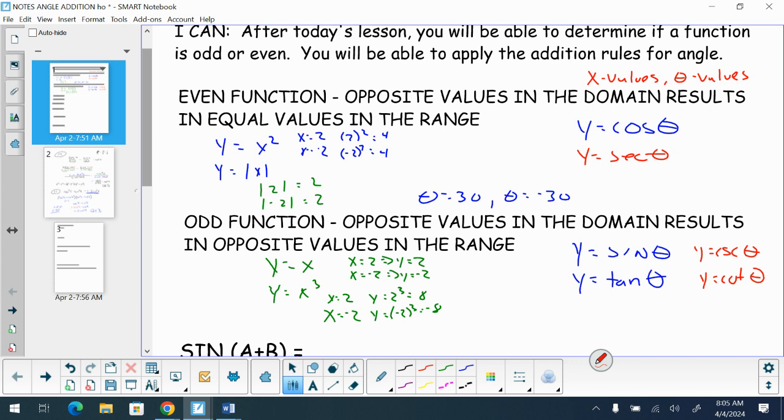What I will ask you on the test is I'll give you two functions. I'll say, are these odd or even? You can do one of two things. You can memorize this. I don't like memorization. What I like to memorize is, how do I determine if it's odd or even? I plug in 30 or negative 30. If they come up with equal values, they are even. If you come up with opposite values, they are odd. O goes with O, E goes with E.